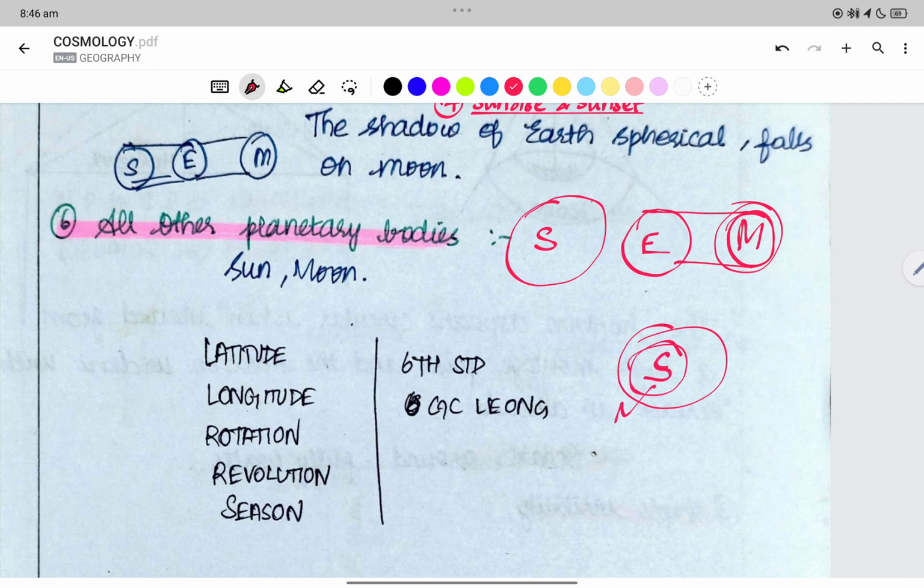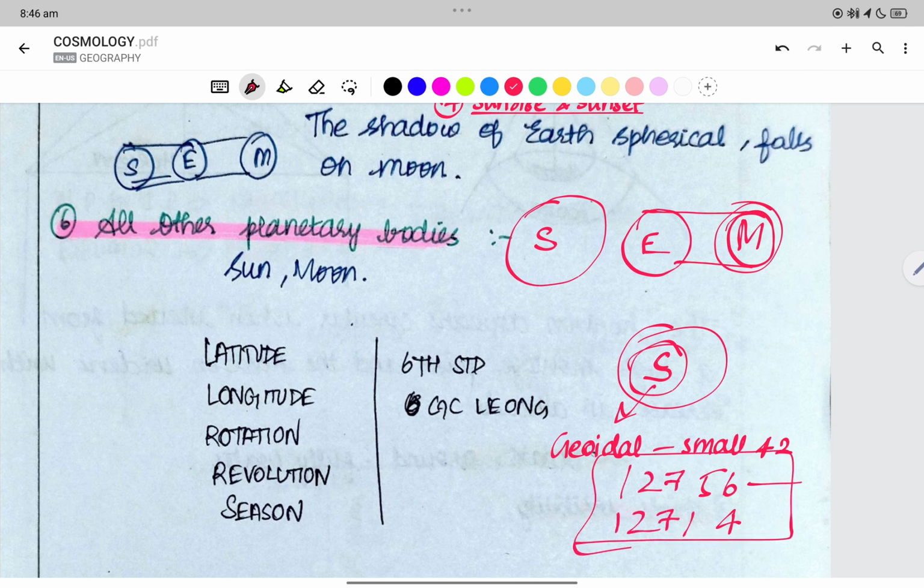We have assumed it's spherical because the geoidal difference, the bulge, is small, about 42 kilometers, right? So we have 6,378 and 6,357. This is the equator and this is the poles.